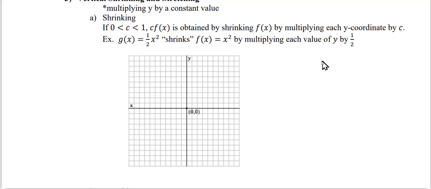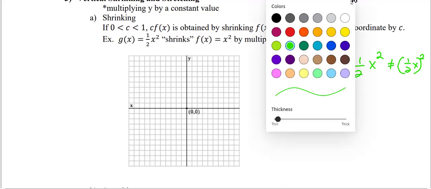You're multiplying the y values because it's outside of the square, right? There's a big difference between 1/2 x squared and 1/2 x, quantity squared. In the first case, the 1/2 is after the square. In the second case here, the 1/2 is before the squaring. So those are two different things, and so the impact on the graph will be different.